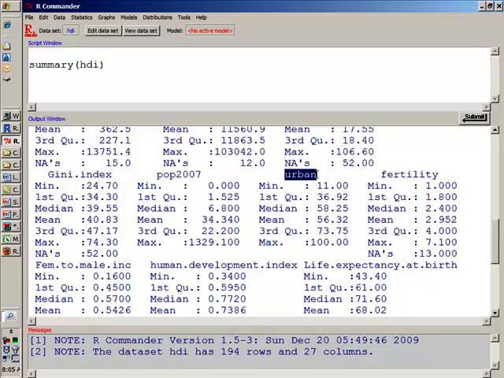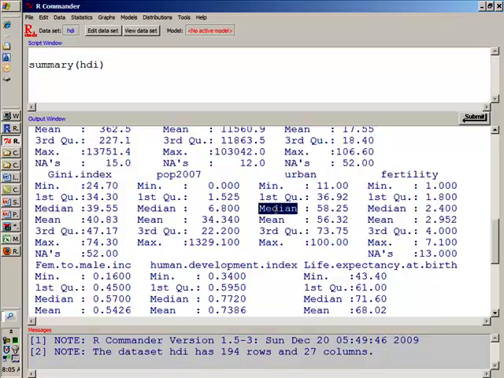I have highlighted the variable name urban. And you would notice that the minimum suggests that the minimum urban percentage recorded in our data set on the Human Development Report is 11%. So the country with the least urban population was the one with 11% of the population as urban.